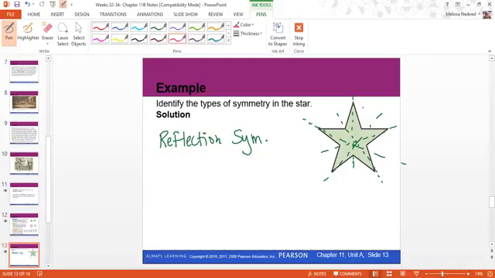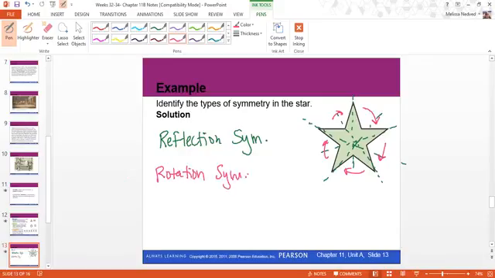Notice though, if I were to turn this a fifth of the way around from that first top point to the second point, I would have the same picture again. That entire star would fall upon itself. And the same here, turn it again, again, and again. So I also have rotation symmetry.